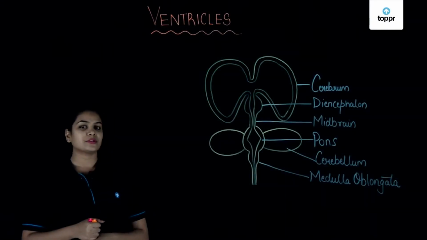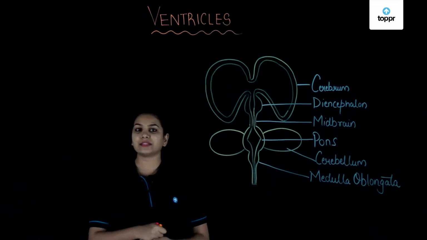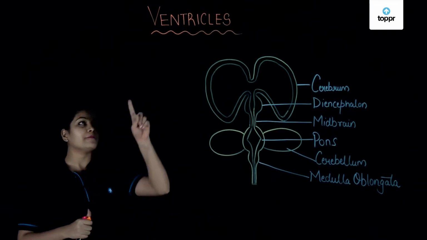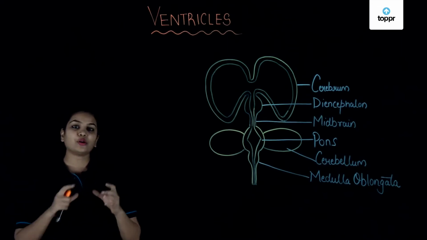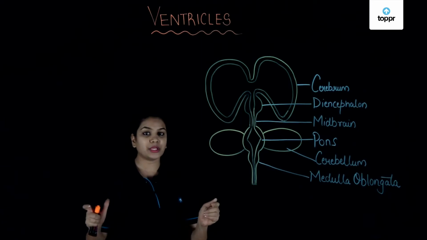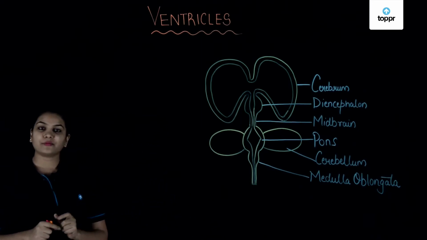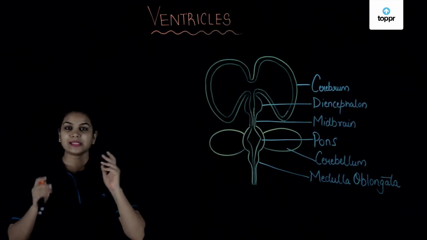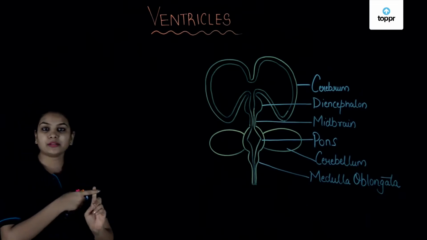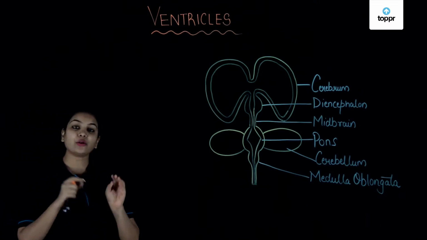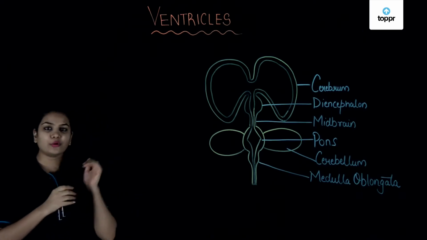Hey student, in this session you are going to learn about the hollow spaces present inside the brain, which are called ventricles. So ventricles, like we just said, are the hollow spaces present inside the brain which are filled by a fluid, and this fluid is what we call CSF, or the cerebrospinal fluid. Except for the midbrain, cerebellum, pons and olfactory lobes, the complete brain is hollow inside.